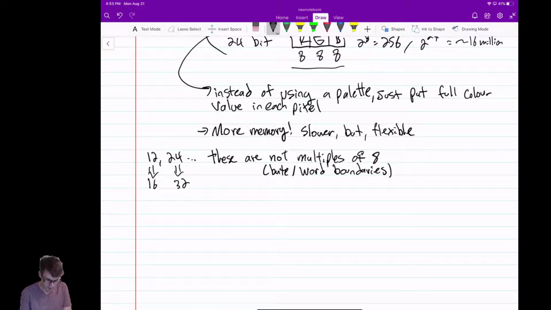boundaries. So this, you might notice, is 2 bytes, and this is 4 bytes, which is nice, right? If you have a 32-bit machine, bam, that's a word size right there.